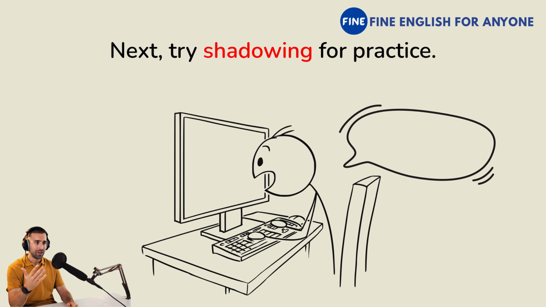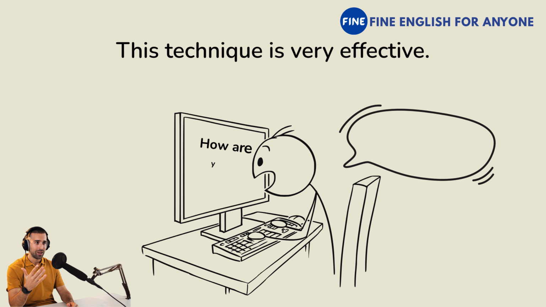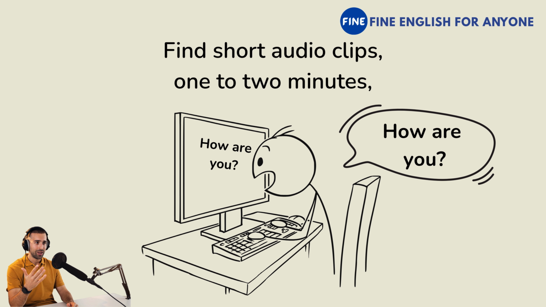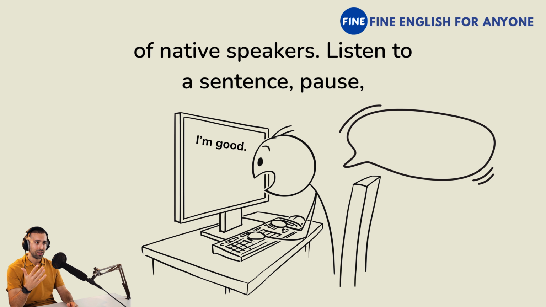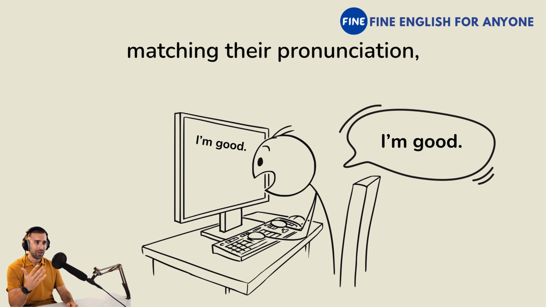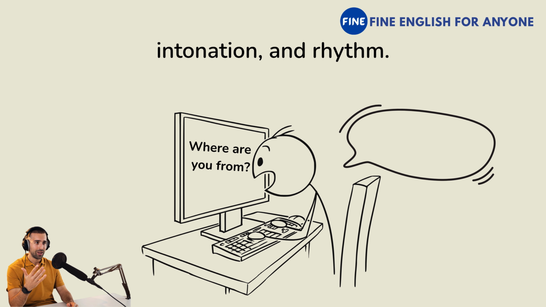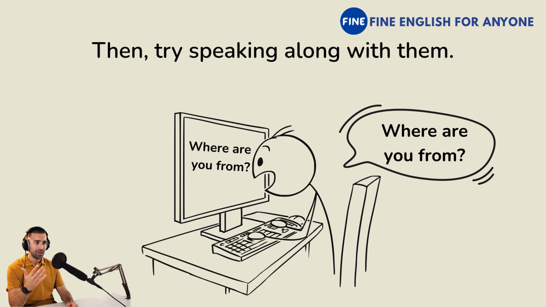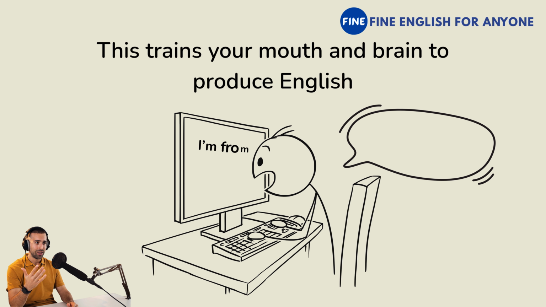Next, try shadowing for practice. This technique is very effective. Find short audio clips, 1 to 2 minutes, of native speakers. Listen to a sentence, pause, and try to repeat it exactly as they did, matching their pronunciation, intonation, and rhythm. Then, try speaking along with them. This trains your mouth and brain to produce English sounds and patterns automatically. Start with simple sentences and gradually move to longer ones. Record yourself and compare it to the original.